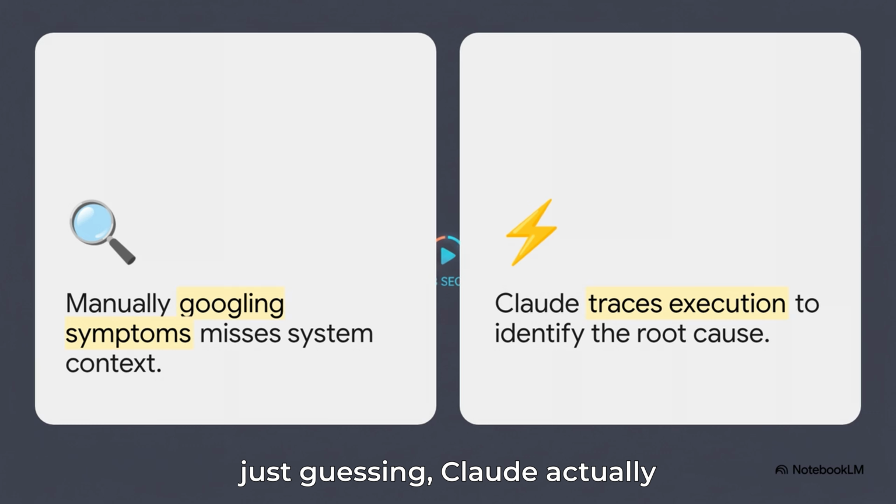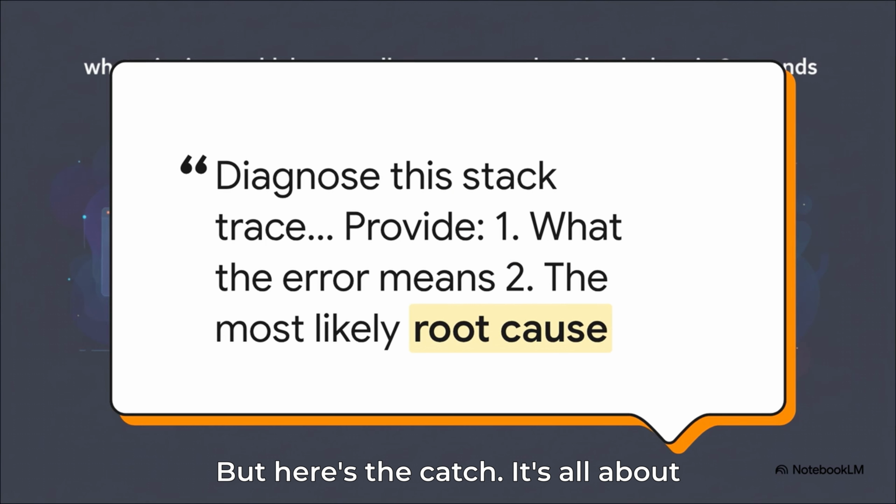Instead of just guessing, Claude actually traces the execution path systematically. It can pinpoint the exact root cause and rank the most likely culprits based on your specific code, and it does this in like 3 seconds. It's wild. But here's the catch. It's all about how you prompt it. You gotta treat Claude like a senior developer doing a rigorous code review.